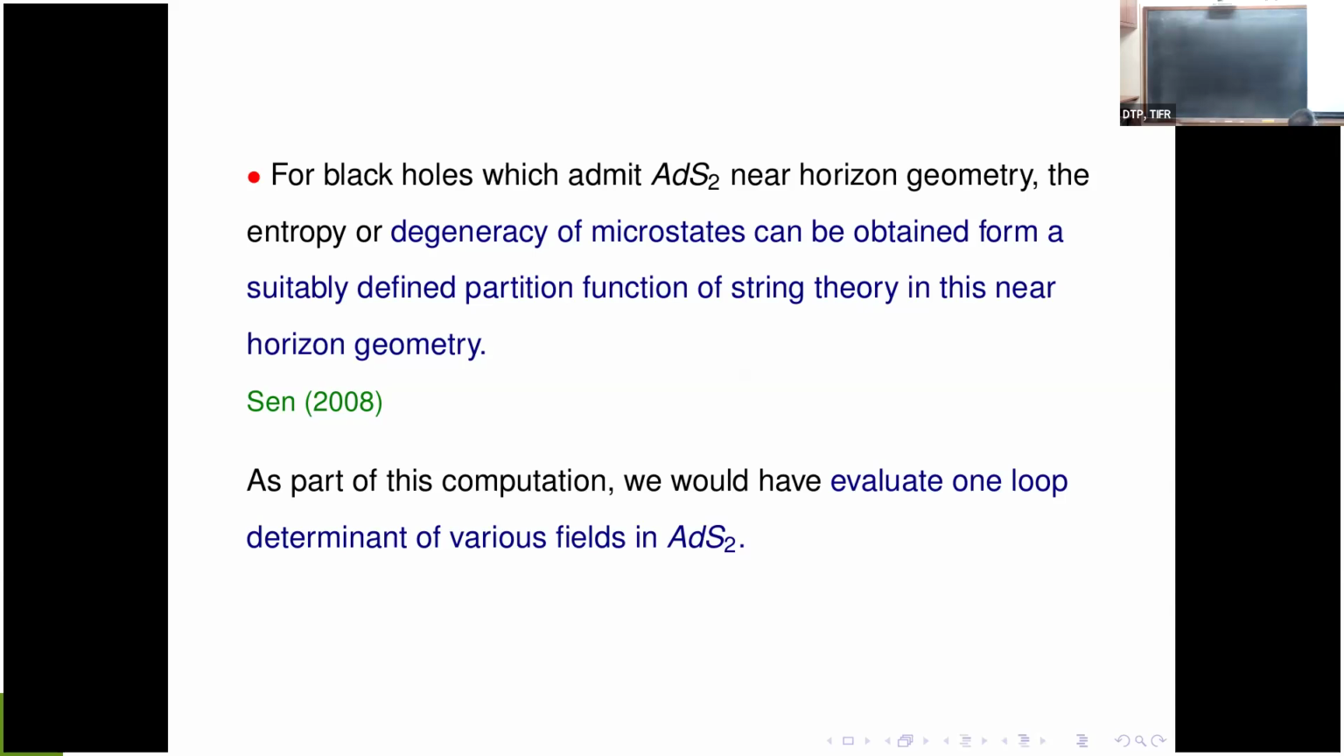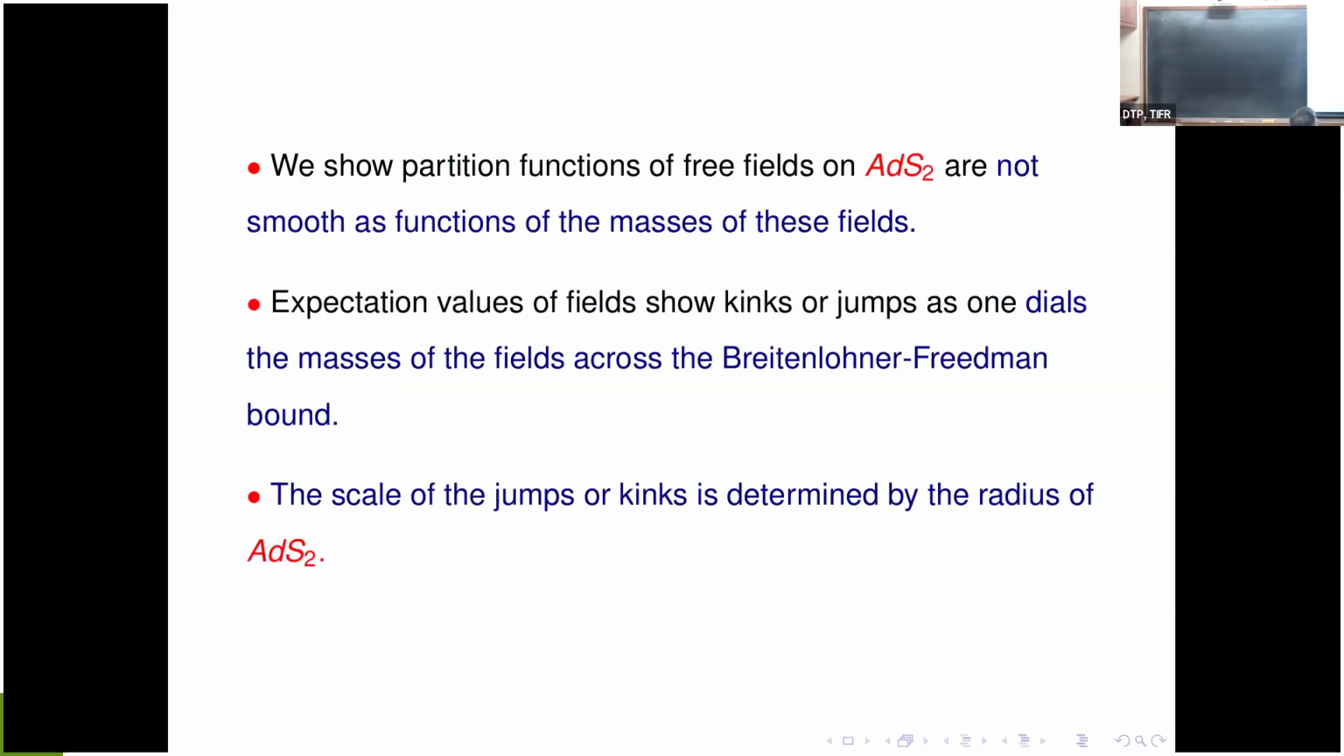Ashok has given us a method in which a suitably defined partition function of string theory in the near horizon geometry, which is AdS2, can lead us to evaluate the degeneracy. As part of this computation, one has to evaluate one-loop determinants of various fields in AdS. So this is one of the things we have to do: take the geometry and evaluate one-loop determinants around it. In this context I'm going to tell you some observations about one-loop determinants.